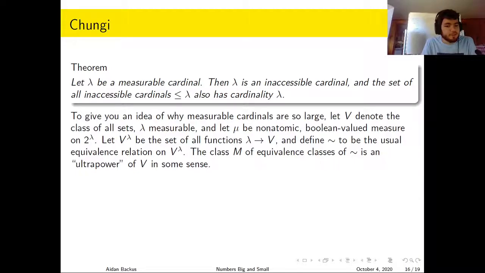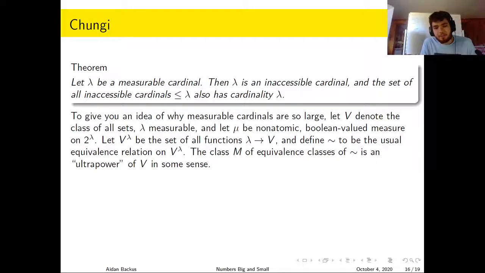Well, let's let V denote the class of all sets. I'm not going to say the set of all sets because of Russell's paradox, but we can sort of talk about the class of all sets if we're careful and we know what we're doing. V is the class of all sets. Lambda is a measurable cardinal, and that means there is a non-atomic Boolean valued measure mu on 2 to the lambda. Let's let V to the lambda be the set of all functions from lambda to V. Now, a sequence is a function from the natural numbers into V, but this is a little bit bigger. V to the lambda is the set of all functions from lambda into V.